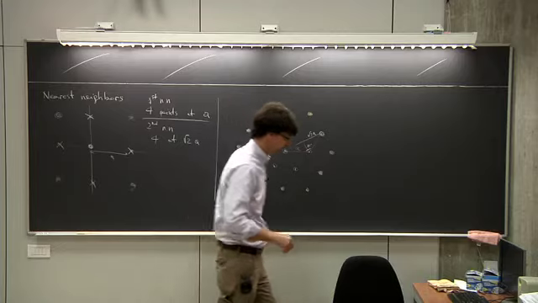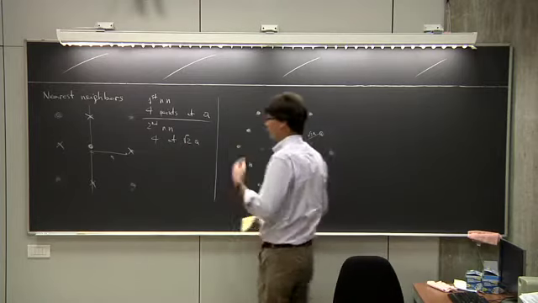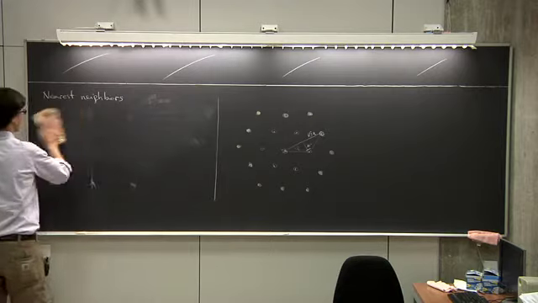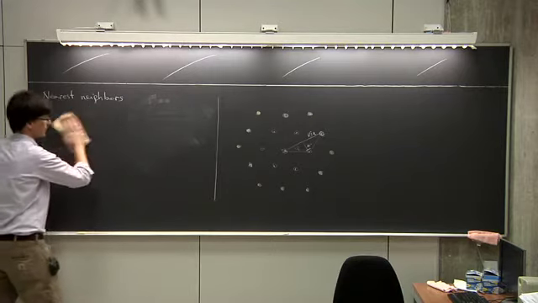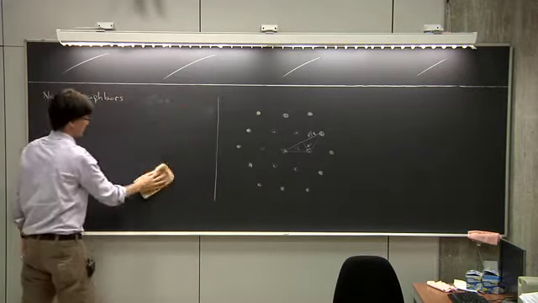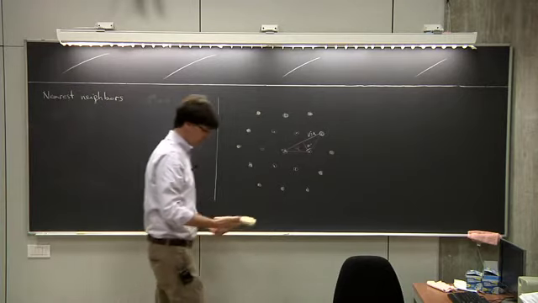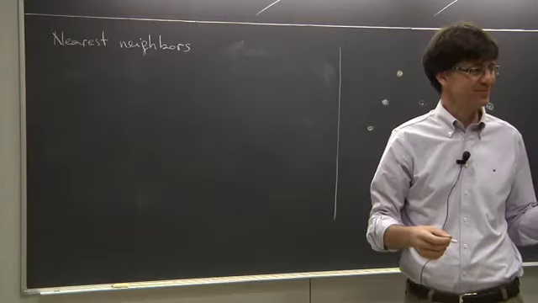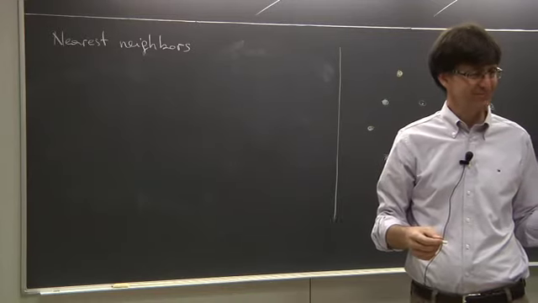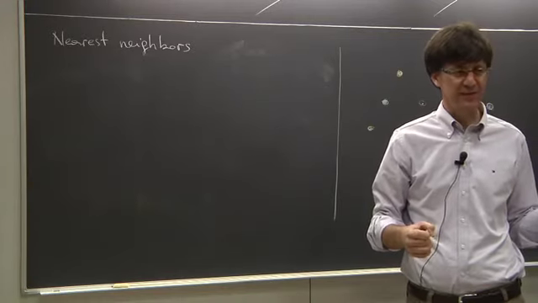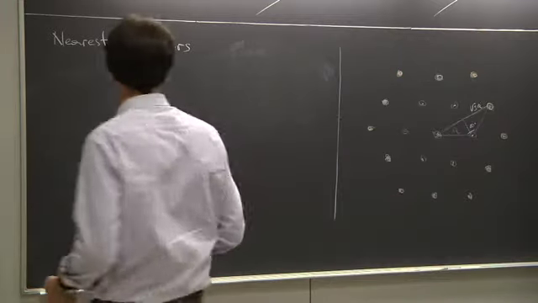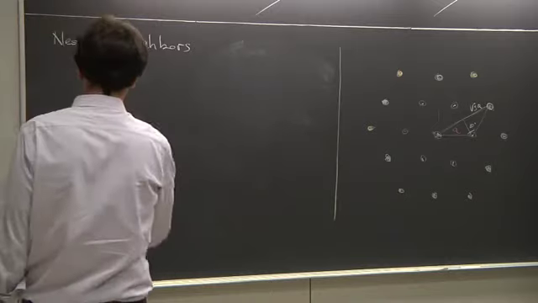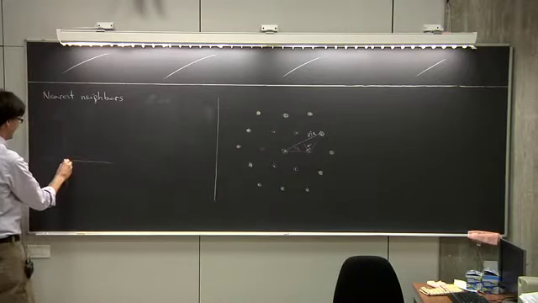All right. More complicated line. Now we go to 3 dimensions. Simple cubic lattice. How many nearest neighbors? Simple cubic. 4 or 6? 6.